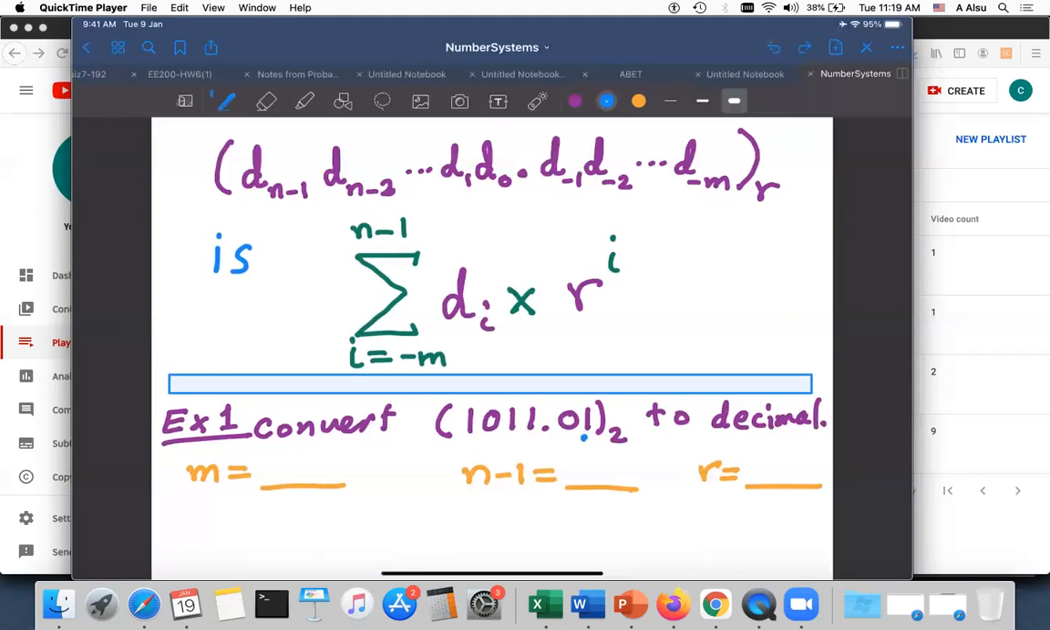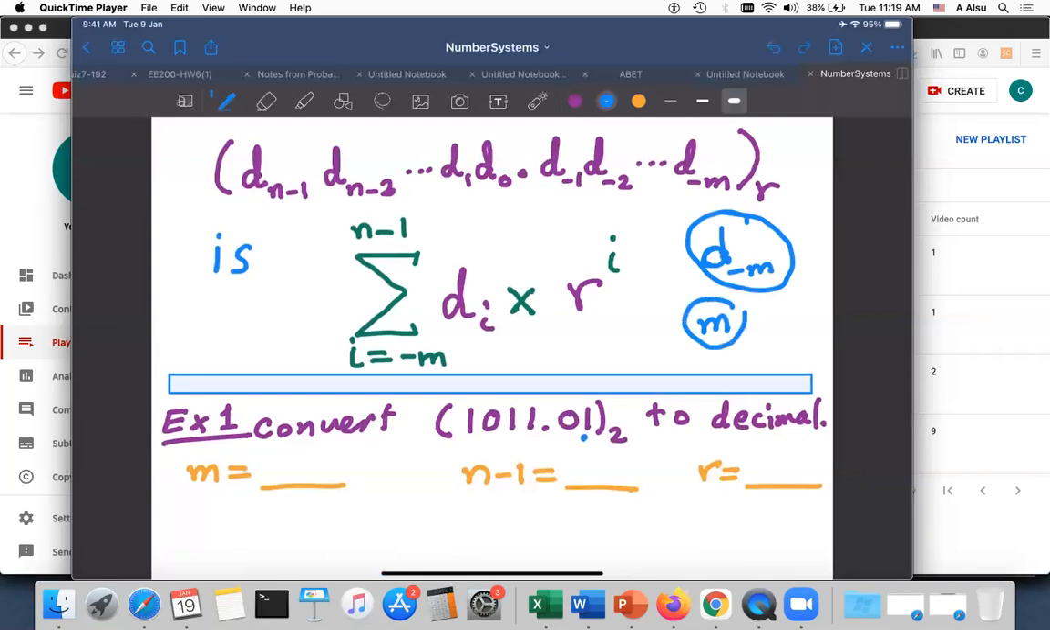Okay. Least significant bit. Yeah, it's basically the least significant bit. All right. So you have to distinguish between d sub minus m and m itself. You have to distinguish between them. d sub minus m is the least significant digit, or bit. Okay.